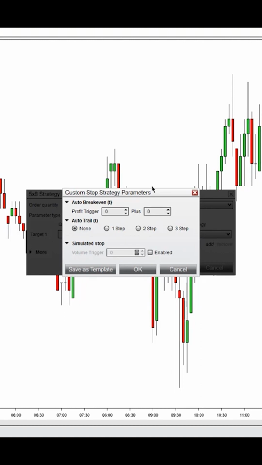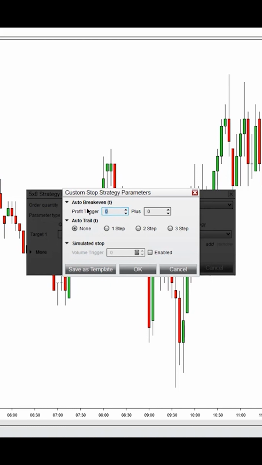Auto break even will move your stop to break even, or maybe plus or minus break even by a tick or two, whenever your trade goes, let's say 5, 10, 15 ticks in profit. You can choose that setting. I'll get into that in just a second. The profit trigger gives you the option of putting however many ticks in profit your trade needs to go before the stop gets moved up to break even. So if I put a profit trigger of 10, the price will need to move 10 ticks in our favor for the stop to be moved to break even.